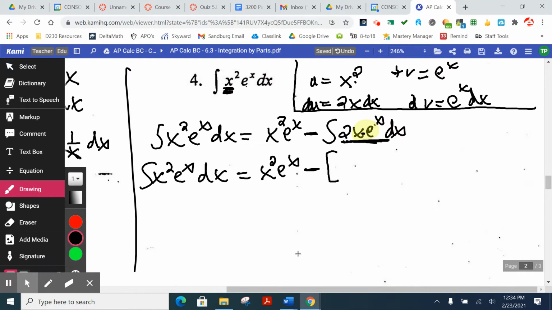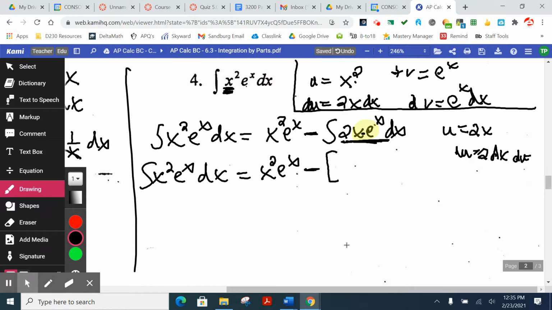And we have to set up another u dv for this other integral. Our u, we want to be that 2x. Our du is then 2dx.